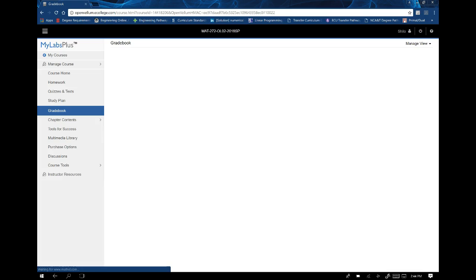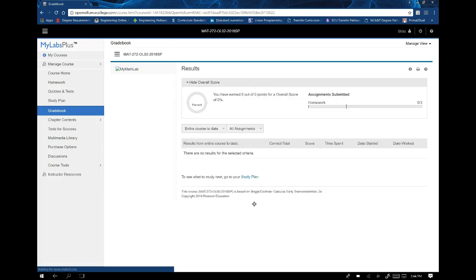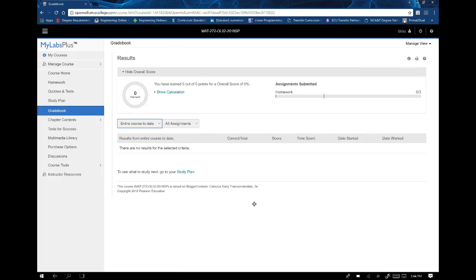You can monitor your progress in the course from the grade book. The default is only to show you what you've done in the past month. As we get farther along in the course, if you want to see all your grades, you just click on that drop-down arrow, and you can say entire course to date, and it will show you all of your grades for the whole semester in MyLabsPlus.